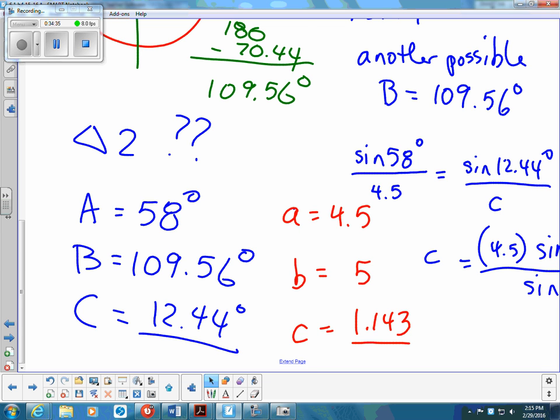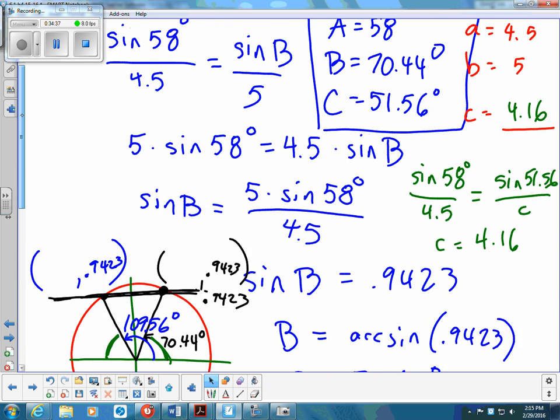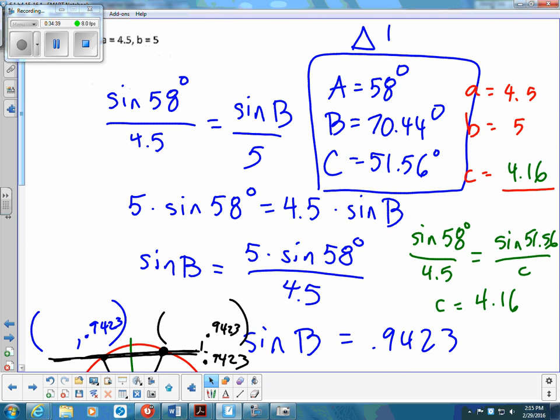Is that also true in triangle number 1? The largest angle here was B, and it's across from the longest side. The smallest angle was angle C at 51.56, and it's across from the smallest side. Are we okay with this?